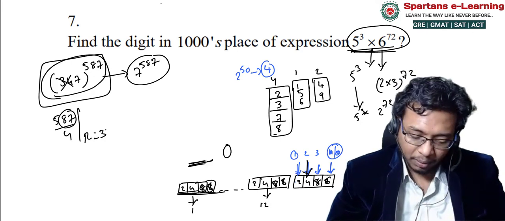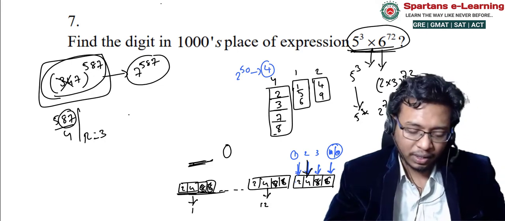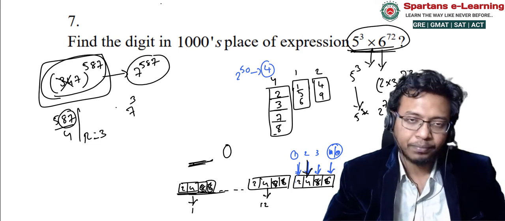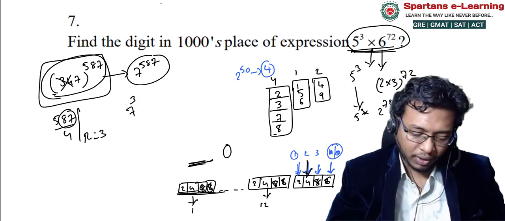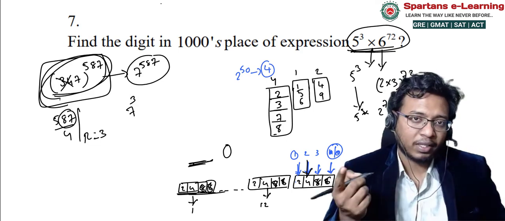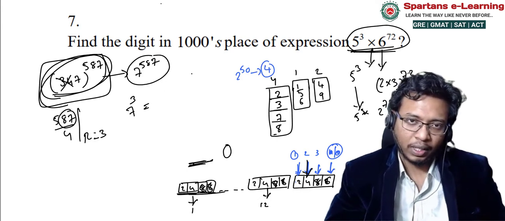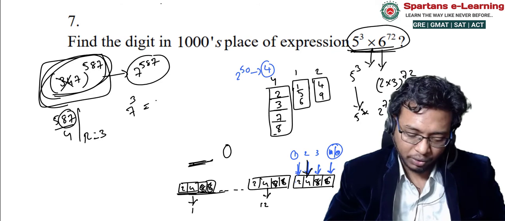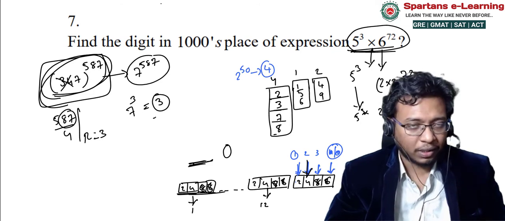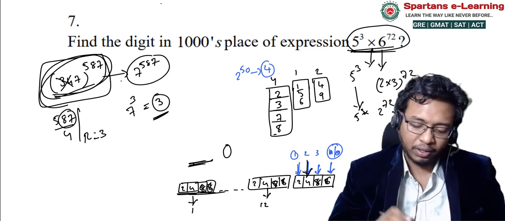That means, simple, your units digit will be 7 power 3. The units digit of this number will be equal to the last digit of 7 power 3. What is 7 power 3? 7 square is 49. 49 into 7 is 343. That means the units digit will be 3. That's it, right? So the answer will be 3 for this.